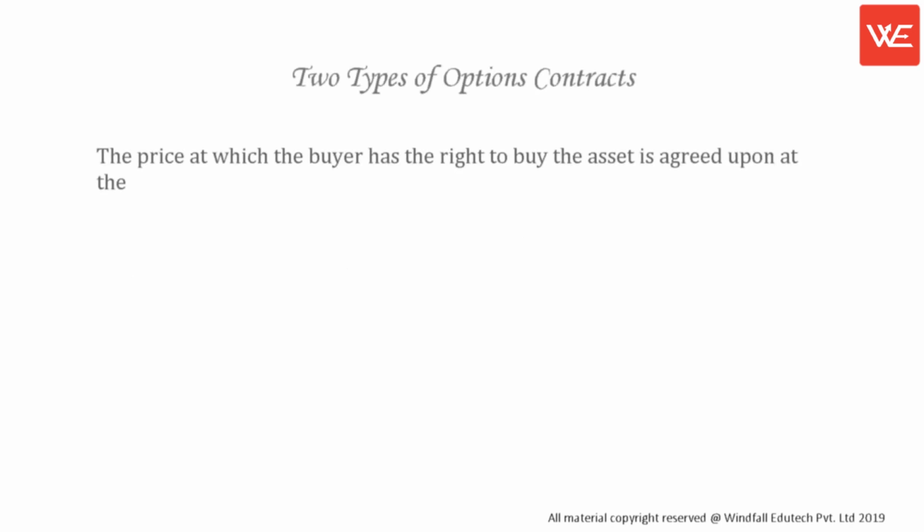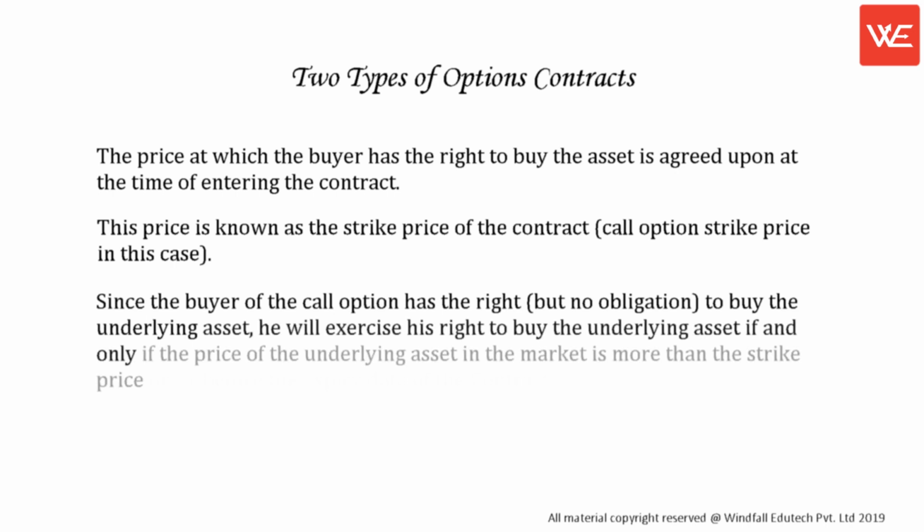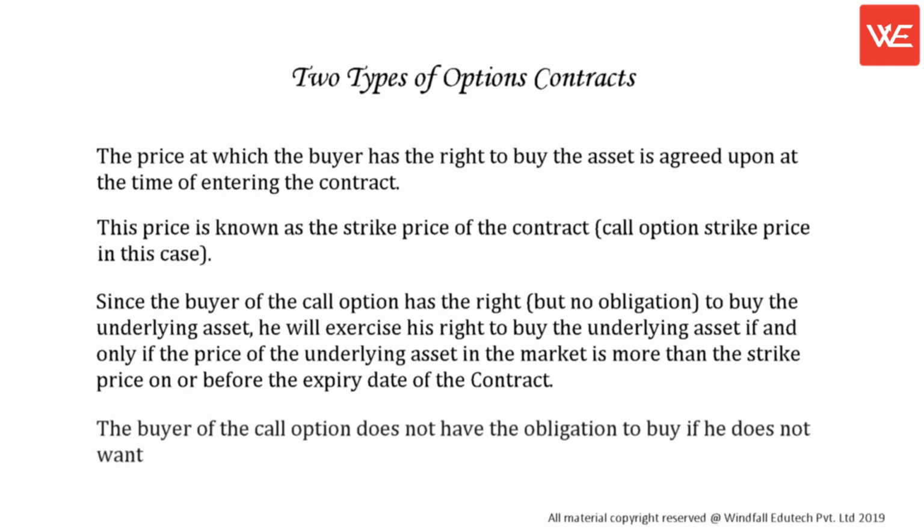The price at which the buyer has the right to buy the asset is agreed upon at the time of entering the contract. This price is known as the strike price of the contract, call option strike price in this case. Since the buyer of the call option has the right, but no obligation, to buy the underlying asset, he will exercise his right to buy the underlying asset if and only if the price of the underlying asset in the market is more than the strike price on or before the expiry date of the contract. The buyer of the call option does not have the obligation to buy if he does not want to.